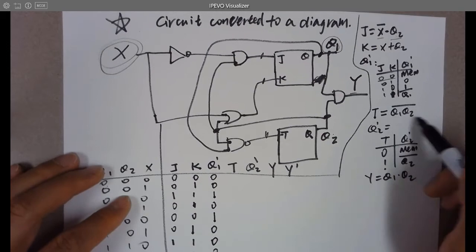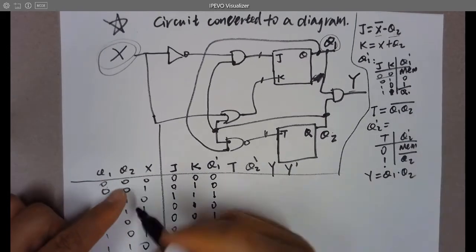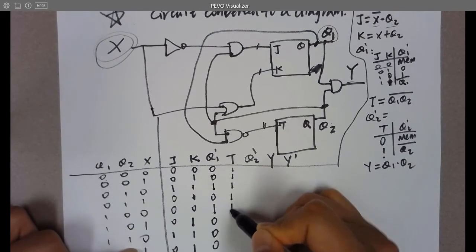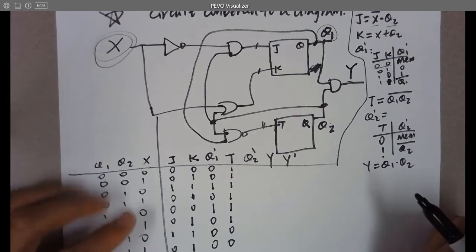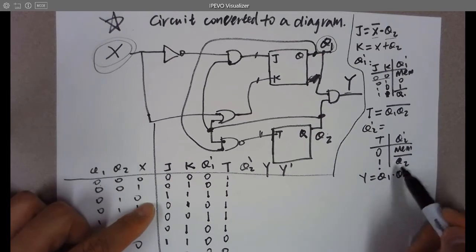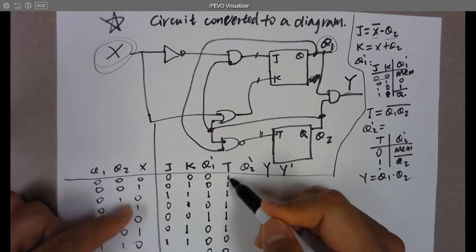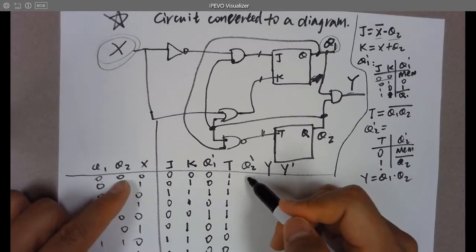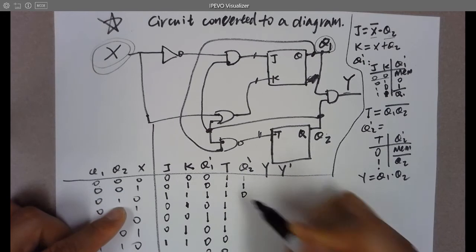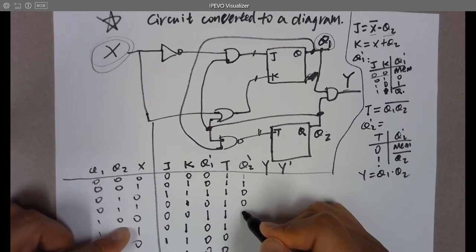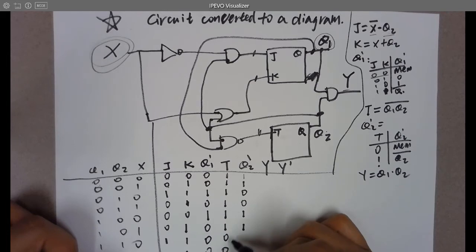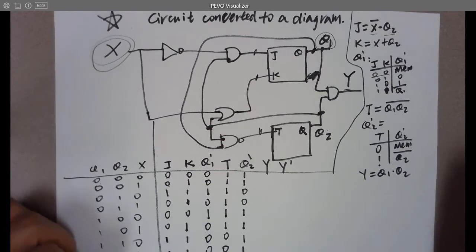What about T? Q1 NAND Q2 bar, right? 1, 1, 1, 1, 1, 1, 0, 0. Q2 prime: when T is 0, it's a memory. Otherwise, it's going to toggle the previous Q2. So mostly they're going to toggle the previous Q2, toggle, toggle, toggle, toggle, toggle, toggle. Then it's going to be a memory, memory.